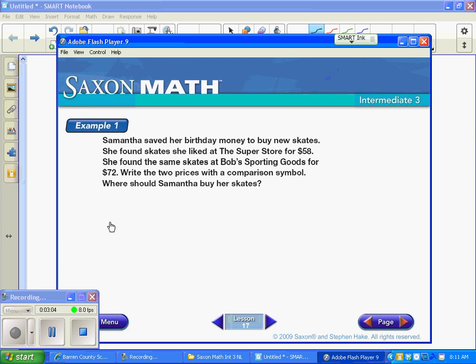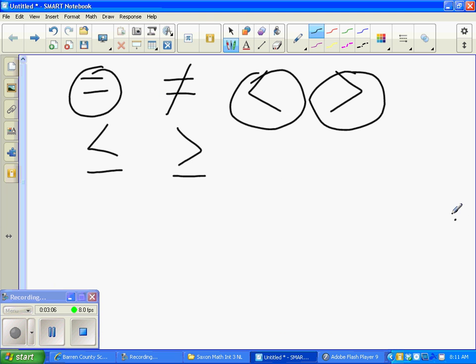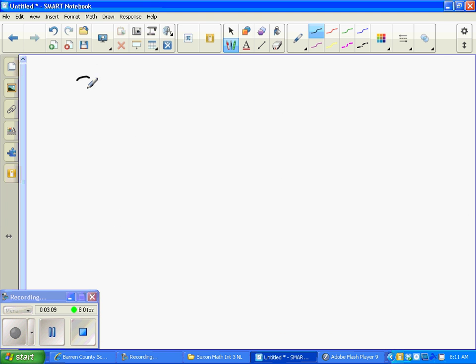Which one was mentioned first? Yeah, the $58 was mentioned first. What price was mentioned second? $72. What comparison symbol needs to go in here? Since I would read $58 is the less than sign. Yes, this is how you would read it. $58 is less than $72. Are we finished? No, because it also said, where should Samantha buy her skates?